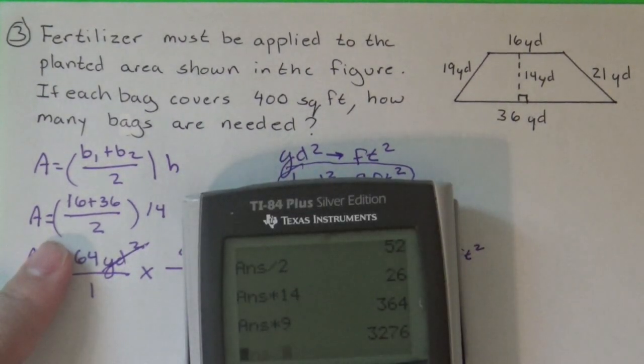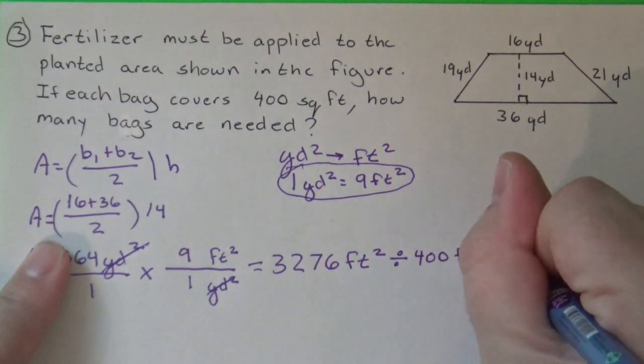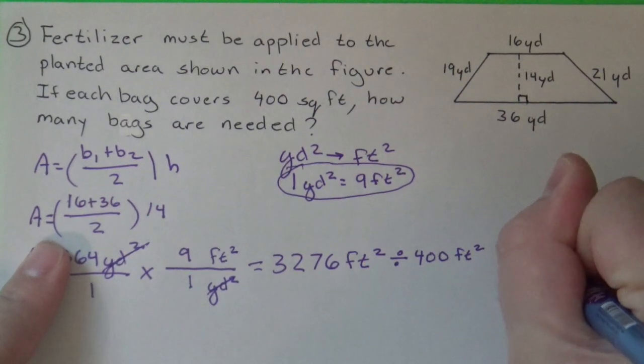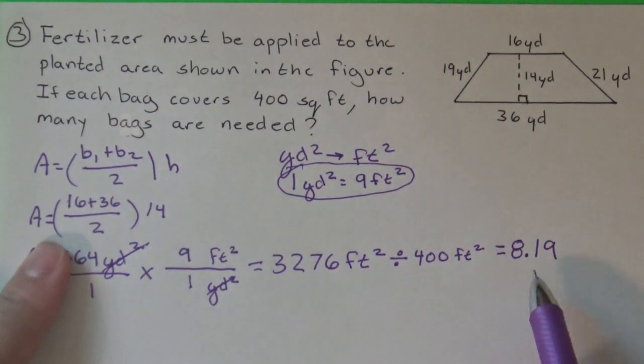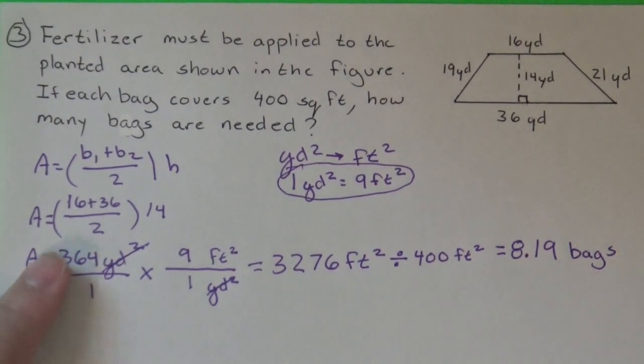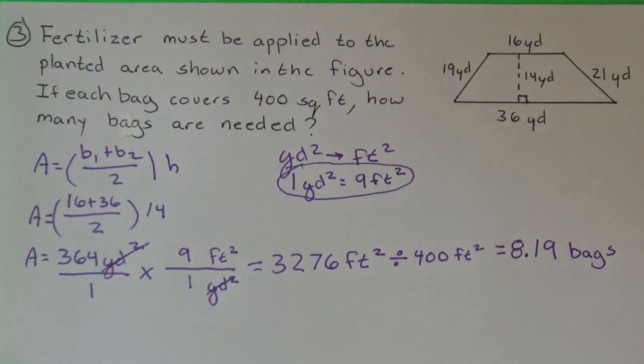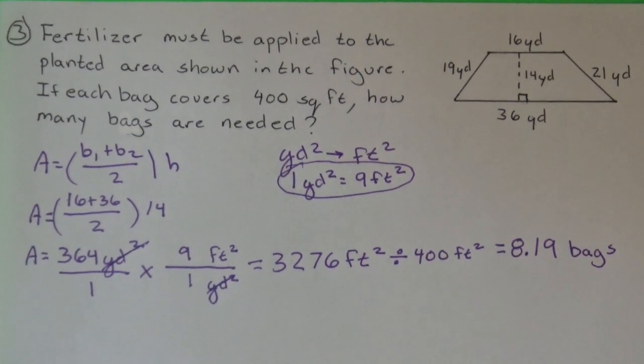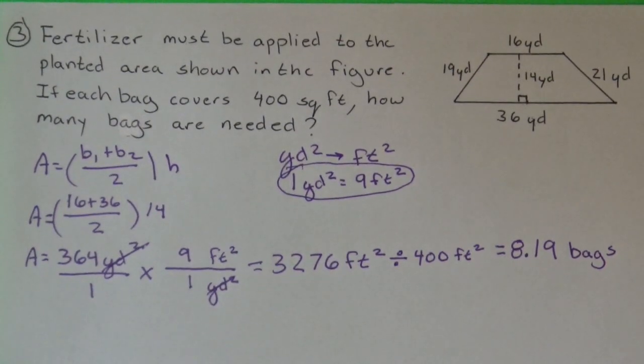So use that in my calculator. Divide by 400. When I do, I get this number, 8.19. Well, what does this number represent? It represents how many bags of fertilizer I need. All right, so your instinct is to say, hey, I need 8.19 bags. Now, let me ask you a question. If you were going to Lowe's and you tell the person there, I need 8.19 bags of fertilizer to get in my truck, what are they going to do? They're going to look at you like you're stupid.